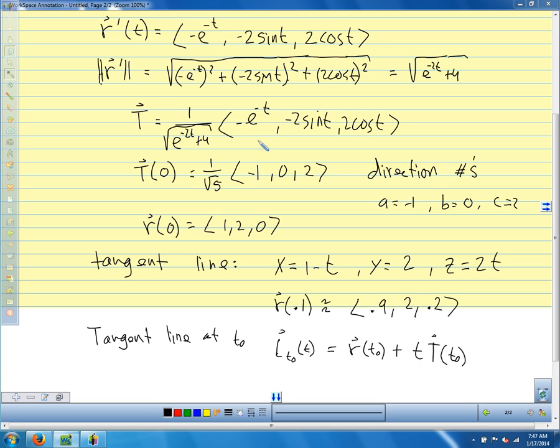All right. So now we have a method for finding a unit tangent vector. Unit tangent vector is just our velocity vector divided by its magnitude. Points in the direction of motion, magnitude 1. What we want to do next is find a specific normal vector.